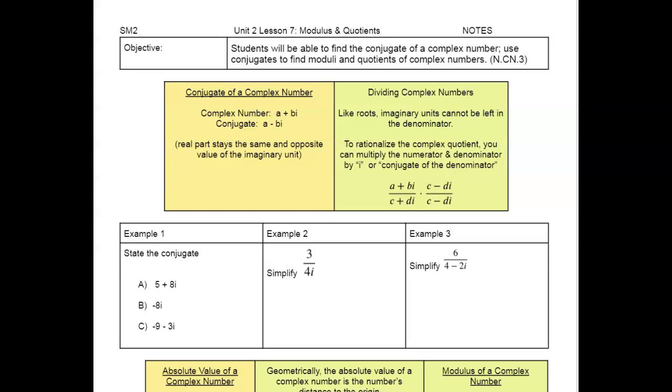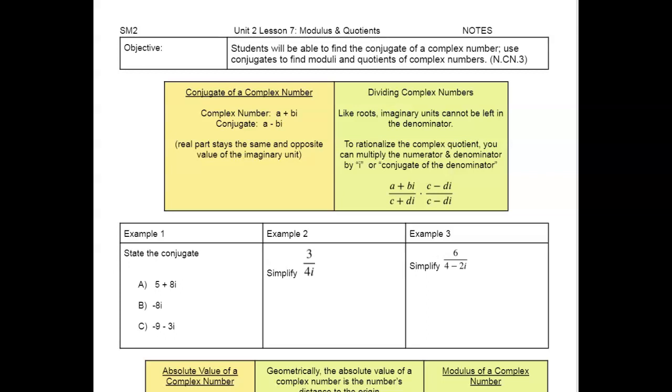Okay, so in the honors course, we extend complex numbers by learning about modulus and quotients. So you'll be able to find the conjugate of a complex number because we're going to be able to use this when we divide, because you don't really divide complex numbers.